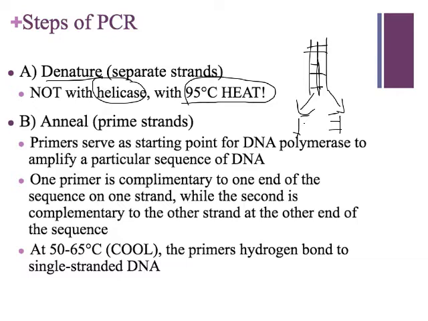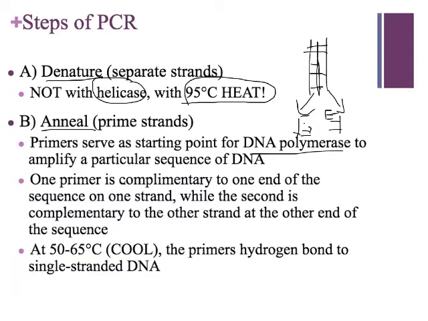So the next step is the annealing step, and basically what we do is we add a little primer, and a primer is a little piece of DNA that's complementary to my DNA. So I add a little primer that's complementary to the 2 ends, and that acts as a starting point for DNA polymerase to start replicating my DNA. So I give it a starting point, that primer.